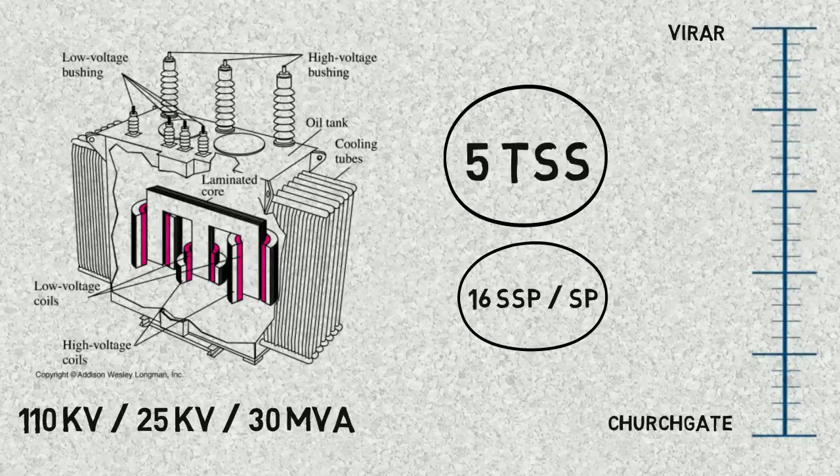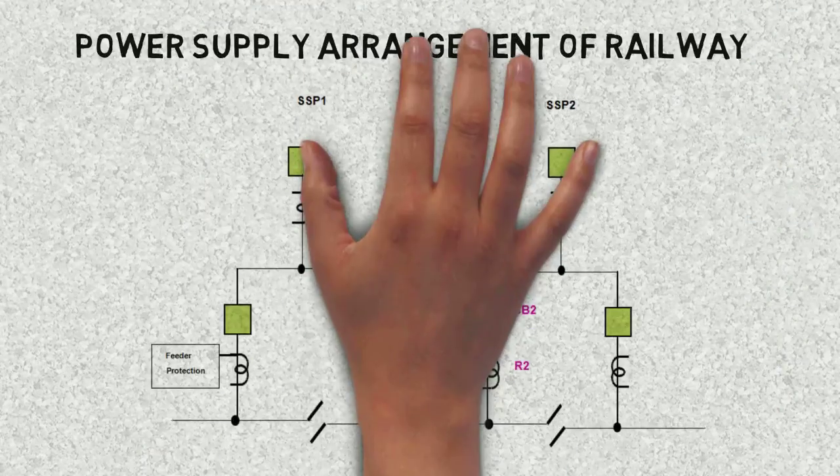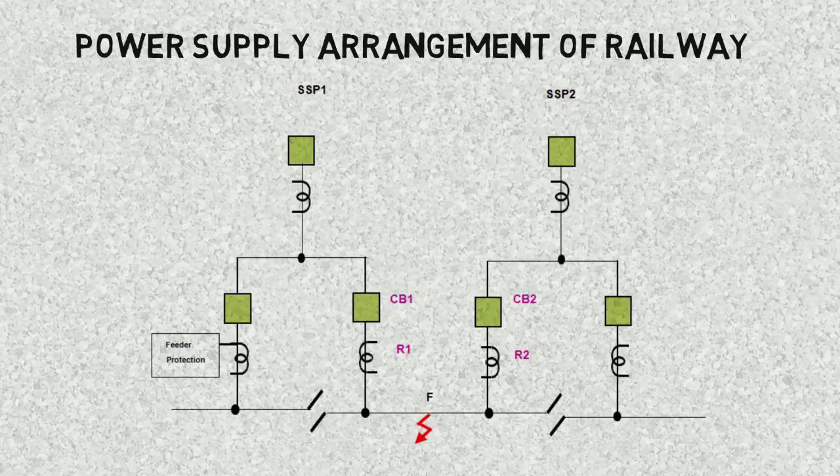This is done because if a fault occurs at a certain place, only that part of the network can be isolated for repairing and the whole other network will remain unaffected. Suppose a fault occurs at location F, then relay R1 at SSP1 detects the fault and operates CB1. Also, relay R2 provided at SSP2 detects the fault and operates CB2, which totally isolates the line between SSP1 and SSP2.